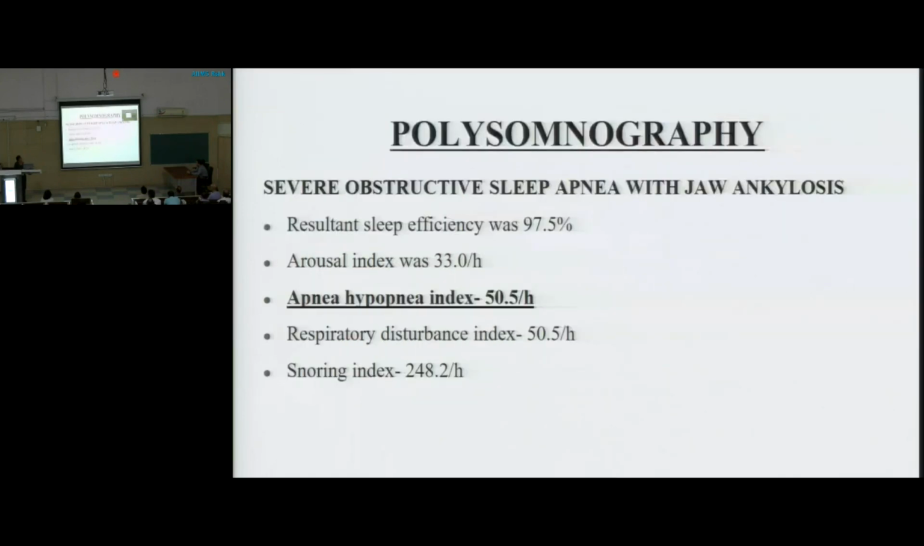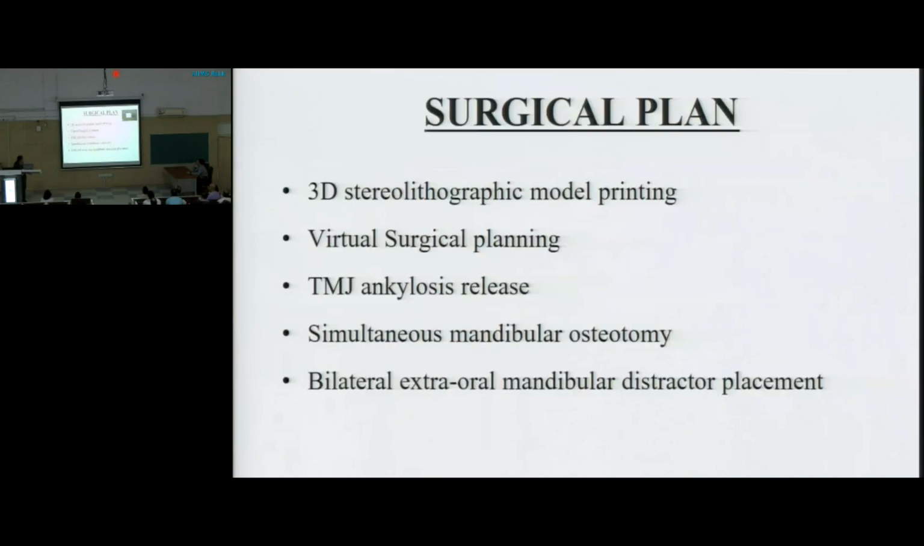And then we did a sleep study. Polysomnography showed a sleep efficiency of 97.5%, and the patient's AHI was very high, 50.5 per hour. For her age, in pediatrics, more than 11 to 15 is itself severe, and 50.5 was the AHI for her. The respiratory index was 50.5, and she also had a very high snoring index of 248.2 per hour. And then we had to formulate a surgical plan.